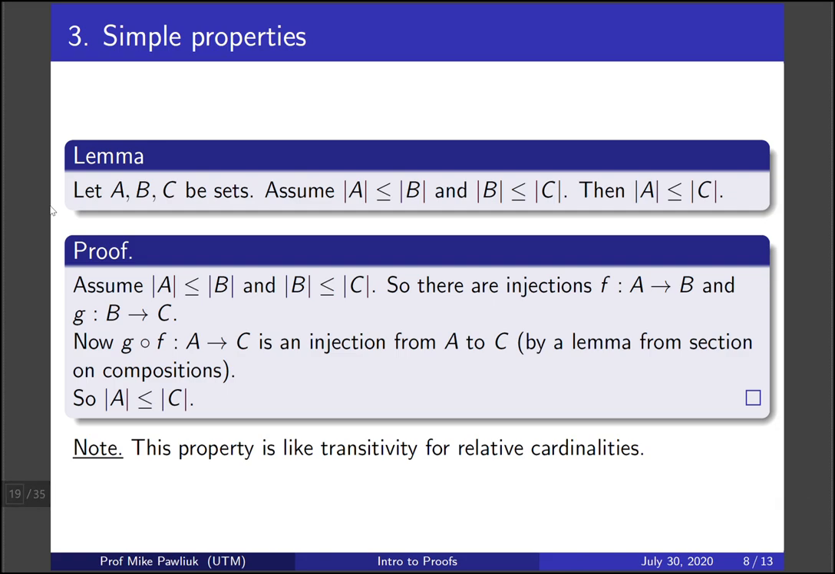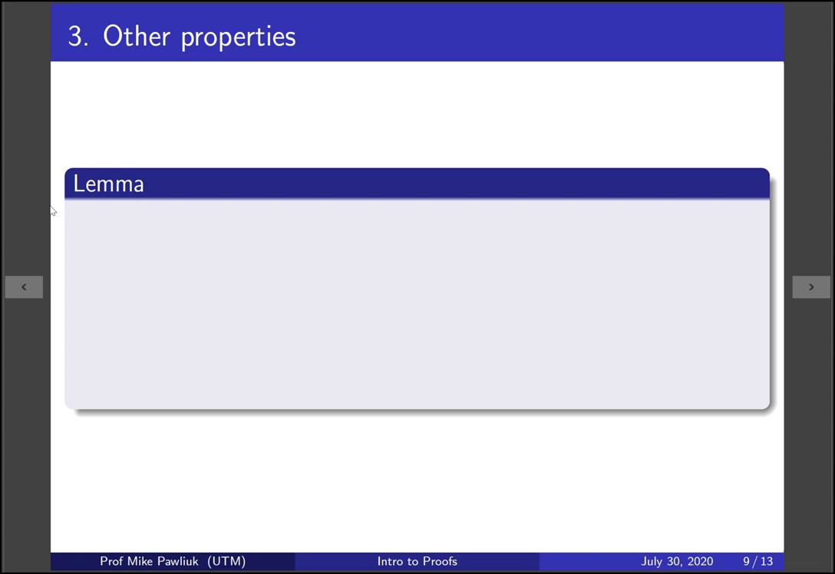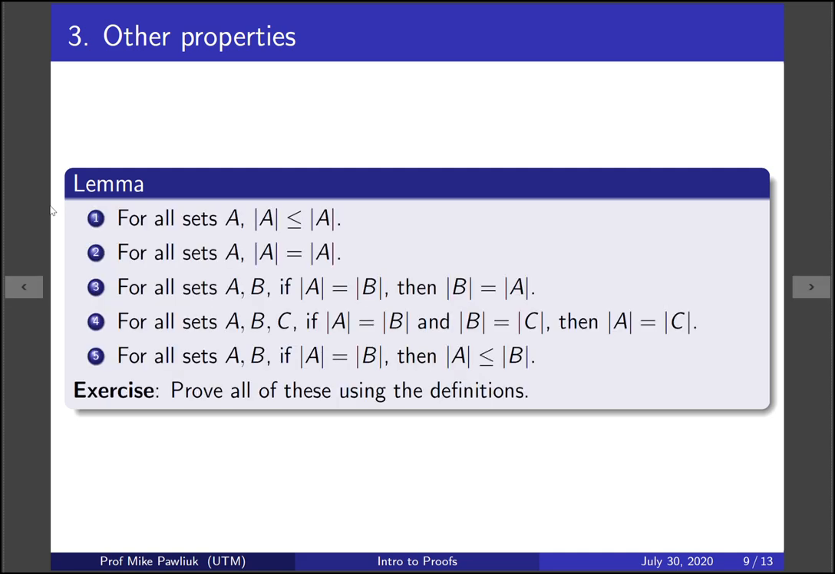Another thing you might notice is that this property feels a lot like transitivity for relative cardinalities. What other sort of basic lemmas and basic properties of cardinalities can you think of? Take a moment right now to write down as many as you can. Here are some that I came up with. These are all basic properties of cardinalities, and you should be able to prove all of these things using the definitions of cardinality. So I'll leave that as an exercise for you.